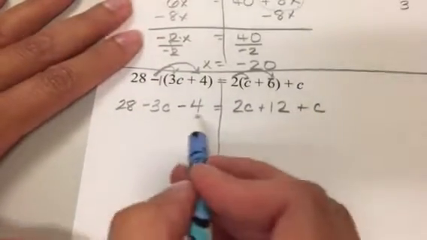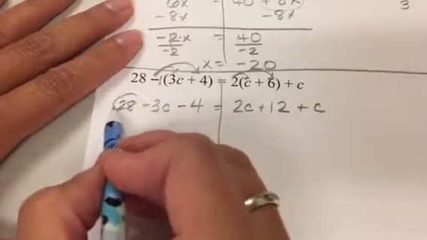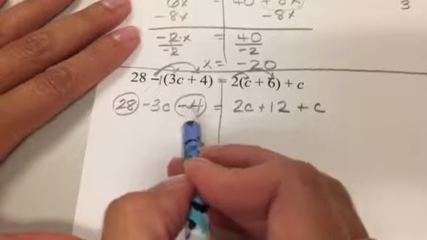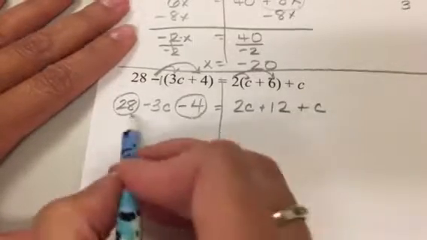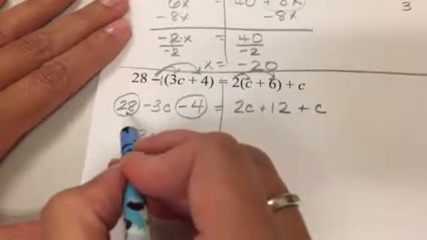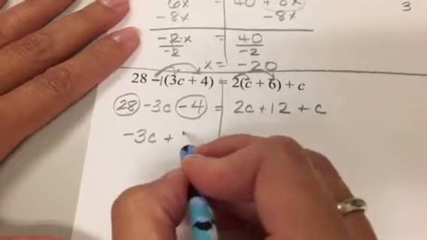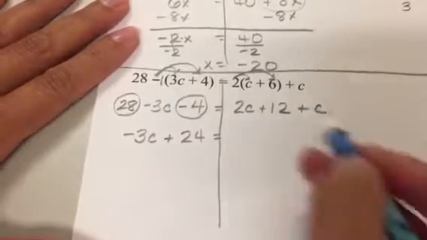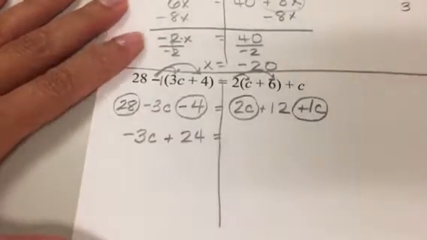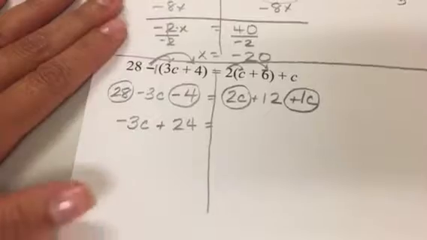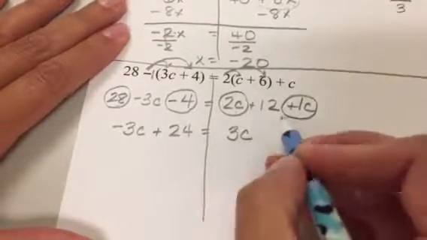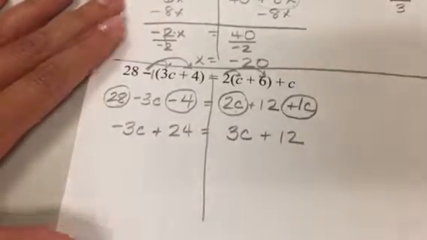All right, now I'm going to look on the left side to see if I have any like terms I can combine. And I have these two constants. So remember, you have to take the sign in front of each of the terms. So my -3c is going to come down, but I can do 28 minus 4, and I get a +24. On the right-hand side, I have two like terms. Remember, you can always put a 1 in front of a letter if there's no coefficient. 2c plus 1c is 3c, and the +12 comes down.